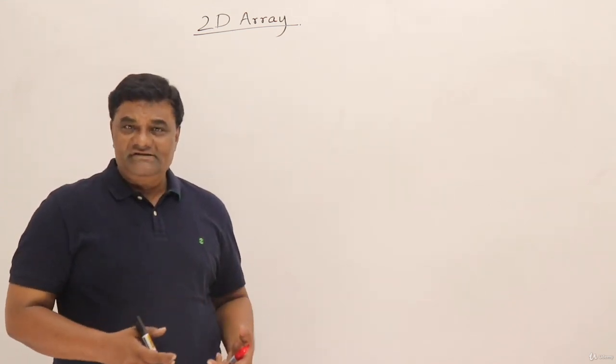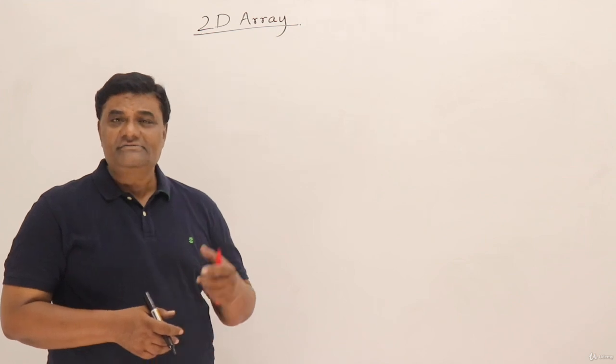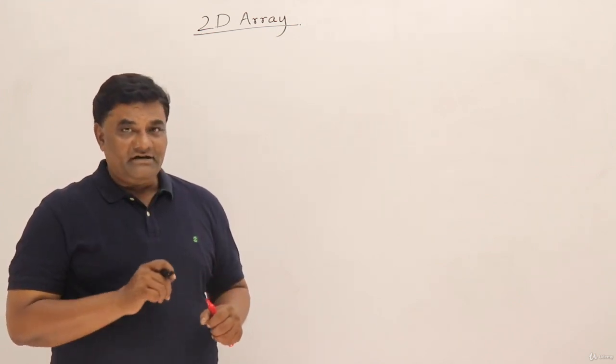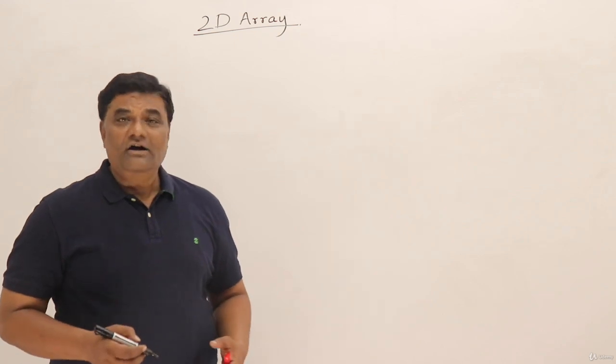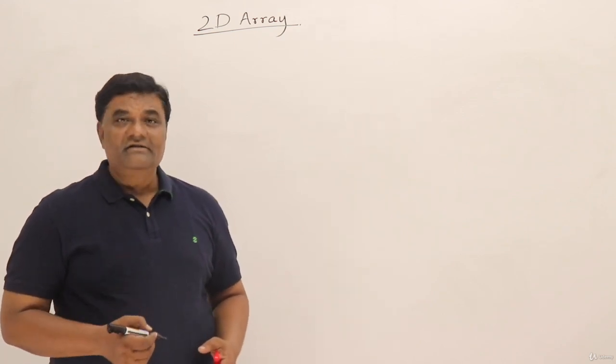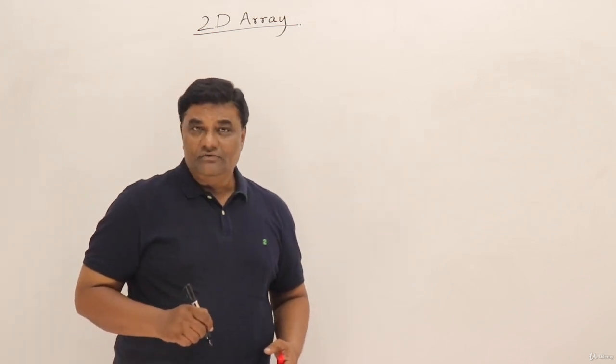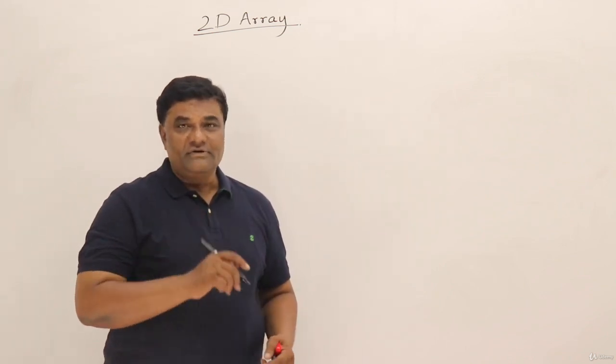The commonly used second one is the 2D array. This is mostly useful for implementing matrices or for tabular data. Now let us see how to create a two-dimensional array in C and C++. There are three methods of creating a two-dimensional array. So let us look at them.